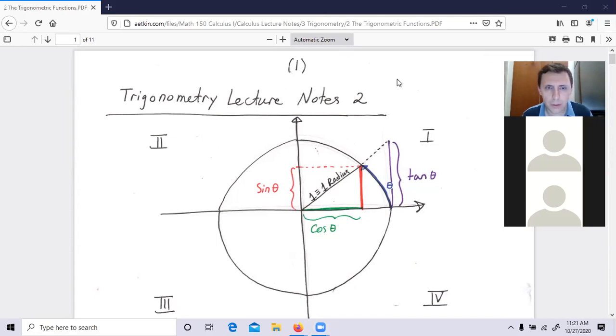Y-axis, pi over 2, 90 degrees. Guys, yes, 90 degrees is very good, but just think in terms of radians. What is 90 degrees in radians? What is a quarter of a circle when it's radians?